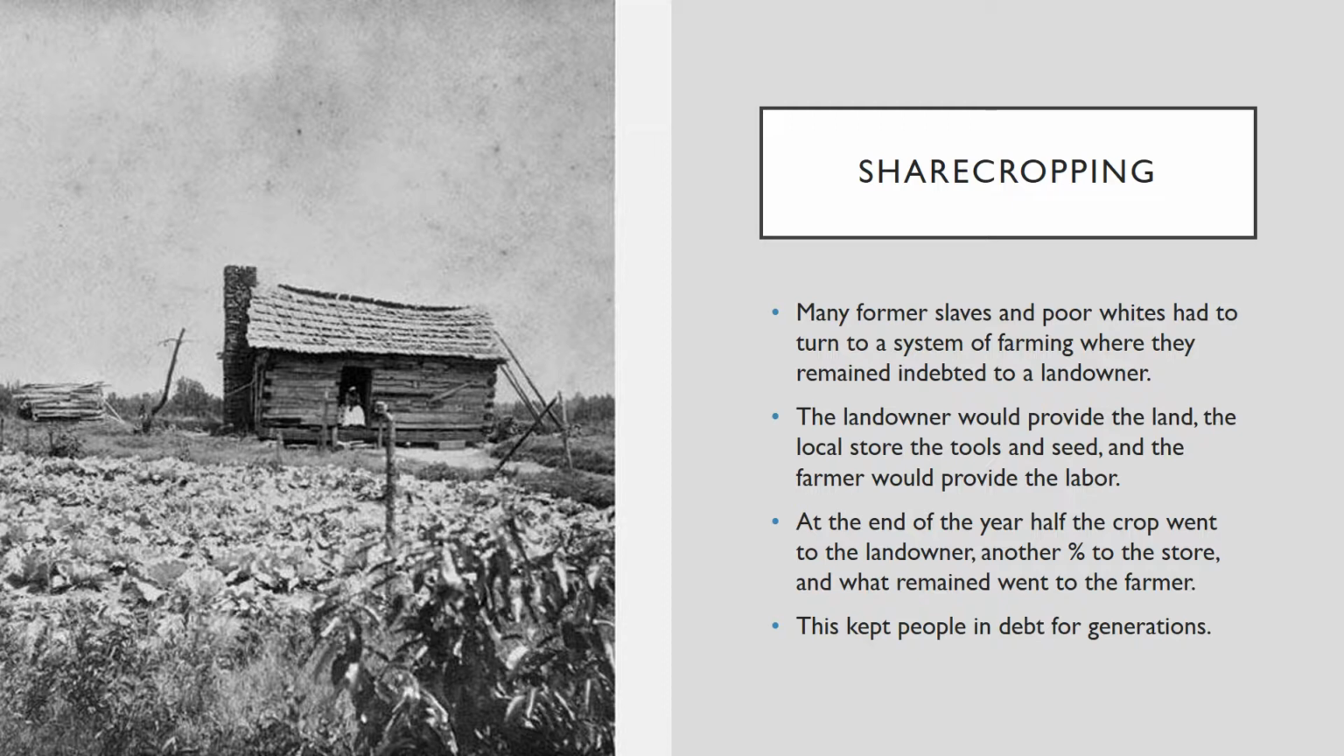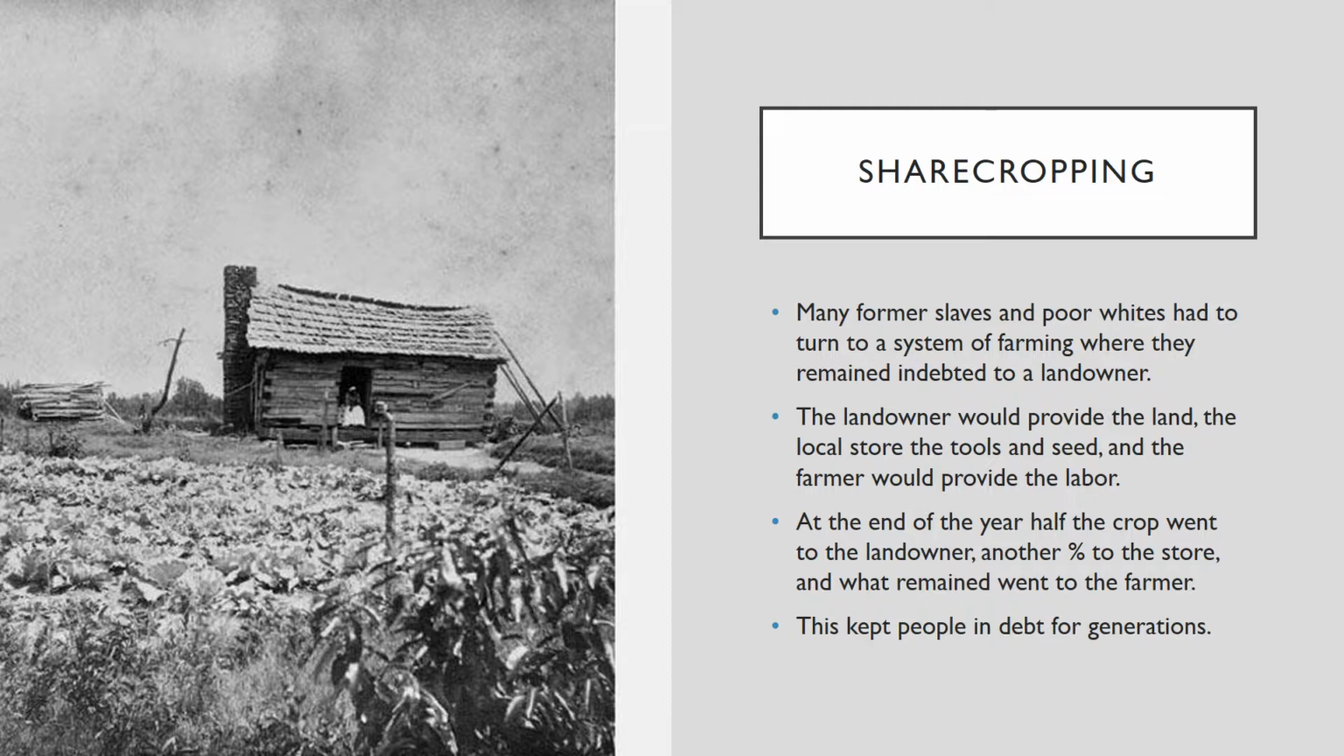Now here's how it would work: at the end of the year, the first half of the crop automatically went to that landowner. So the person whose land you're living on, he got half the crop right off the top. Another hefty percentage would go to the store because that's where you had gotten all your tools and seed from. You didn't have cash, so you had to take a loan from this store. So this store would take another healthy percentage of your crop, and they would actually take even more as what they would call risk money for lending you money to begin with, basically.